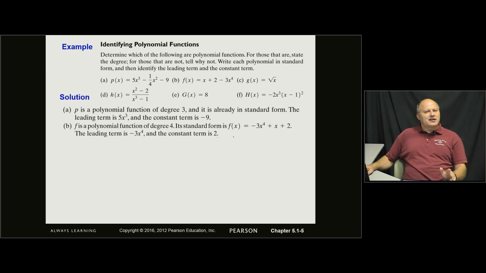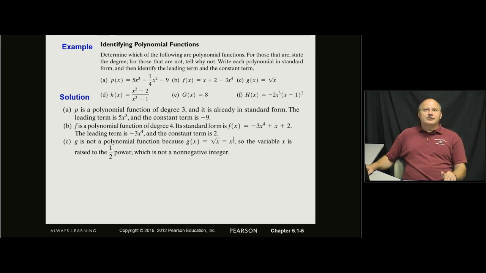Let's talk a little bit more about the constant term. The constant term is the term that never changes. The only time it will never change is when it doesn't have a variable attached to it. So the constant is the one without the variable attached. Sometimes the constant term is 0 because there isn't one of those. But the 2 is the only one that does not have an x attached to it. So 2 is the constant term. Okay? Let's look at the next one.